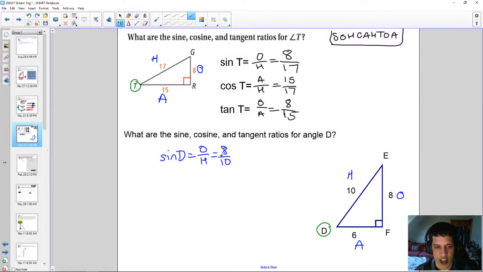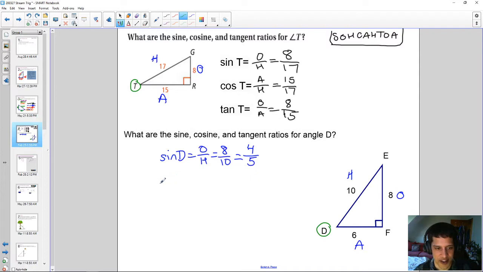And we can reduce that. We can divide each of those numbers by 2. Sorry, I said 4 at first, but it's by 2. So we get 4 over 5. Okay?